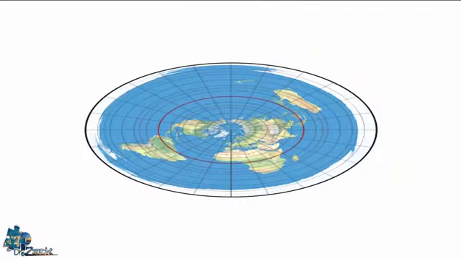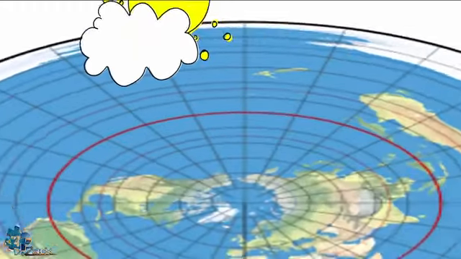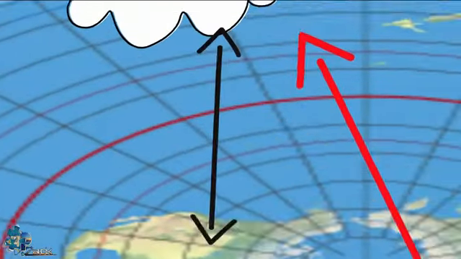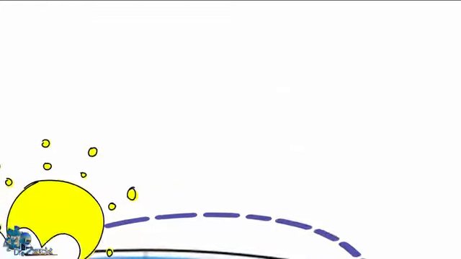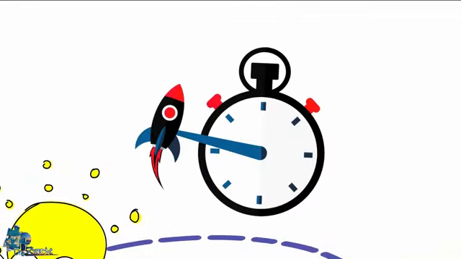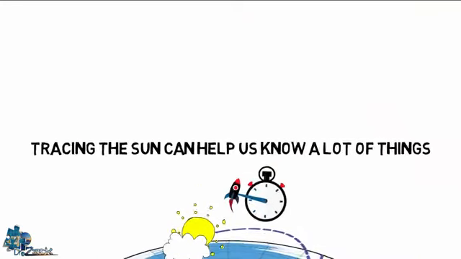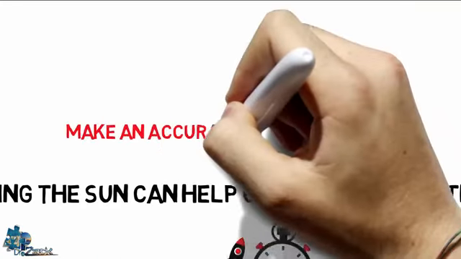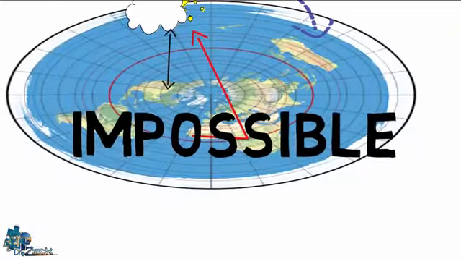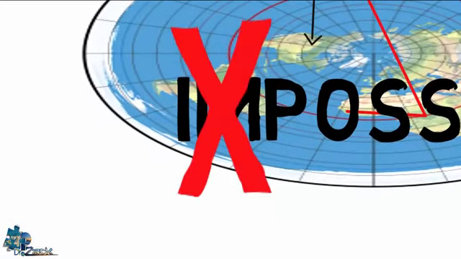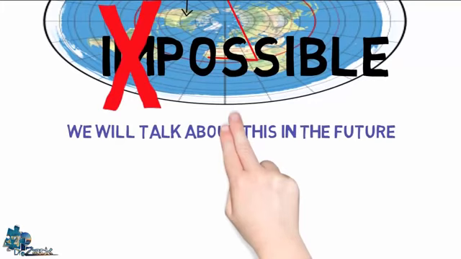So in this video, I'm going to show you a few things: how to locate the sun, how to measure the distance to the sun, how to draw the path of the sun, and how to measure the speed of the sun. Tracing the sun can help us know a lot of things, and the most important thing that we should start with is to make an accurate flat Earth map. No, it's not impossible. We just need to help each other. But we will talk about this in the future.